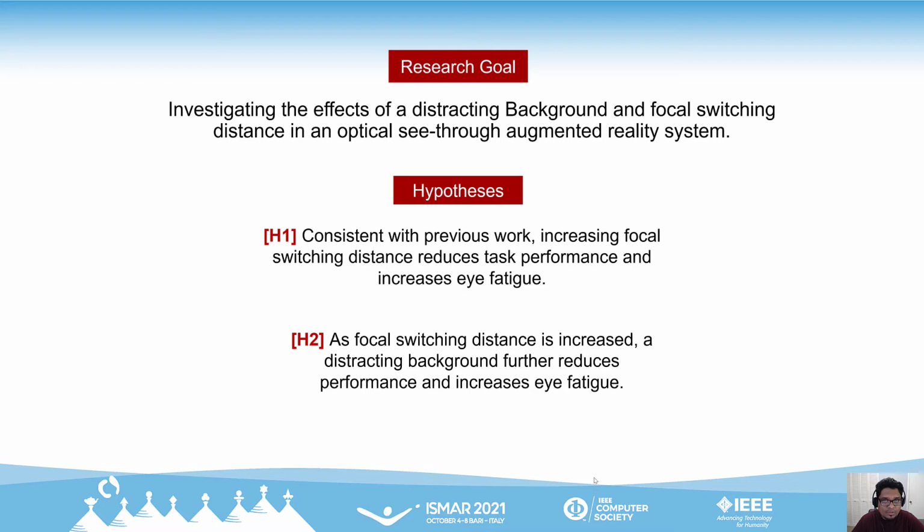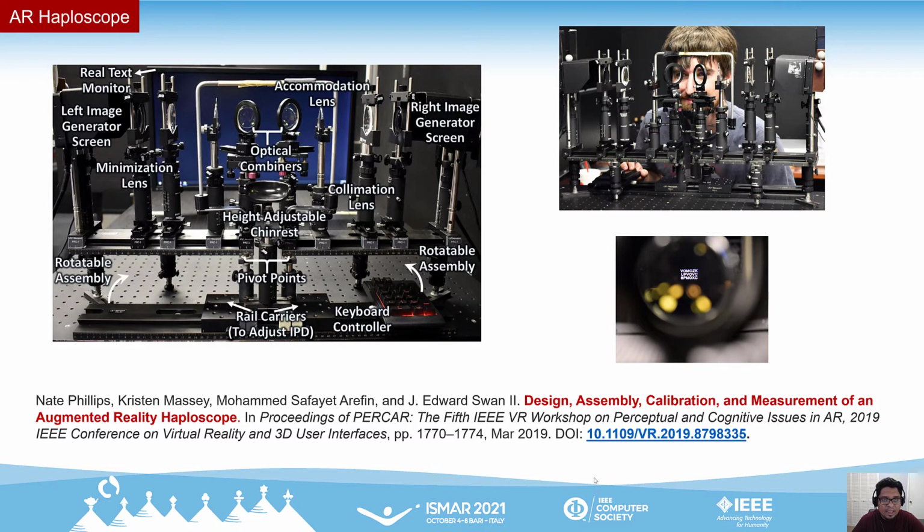To explore our research question and to test these hypotheses, we have considered the AR haploscope as our experimental display. The AR haploscope is a very powerful and dynamic display because it has the capability to dynamically change the accommodation and vergence demand. Also, this display can be adjusted for a wide range of IPDs.